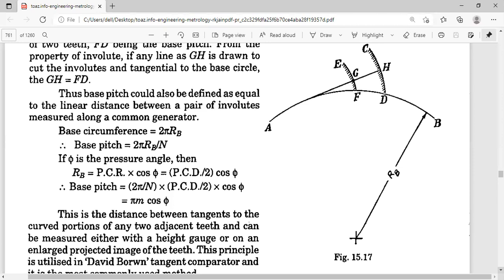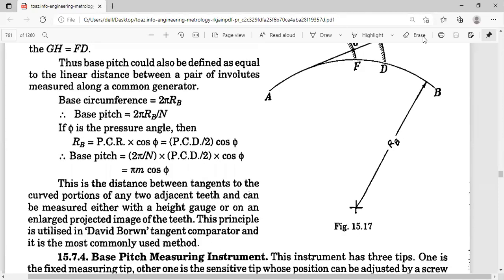So base pitch is given by pi m cos phi. This is the distance between the tangents to the curved portions of any two adjacent teeth. So you have to take the adjacent teeth only for the pitch.